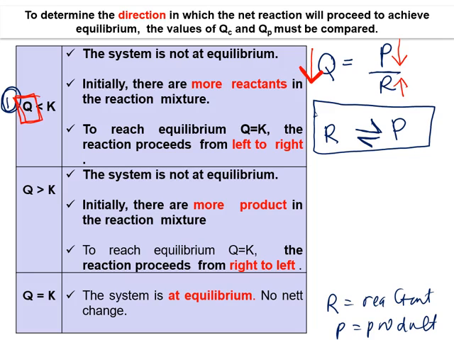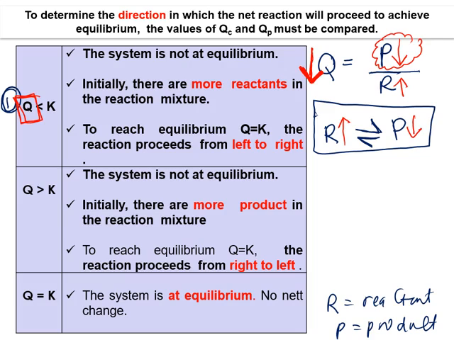Kenapa kita dapat nilai Q yang kecil? Kerana nilai produk yang kecil dibahagikan nilai reactant yang besar. Bila nilai yang kecil dibahagi dengan nilai yang besar, kita akan dapat hasil dia iaitu lebih kecil. Betul? So, maksudnya dalam keadaan ni, produk awak ada sikit, reactant awak ada banyak. Tu yang maksud tadi tu.